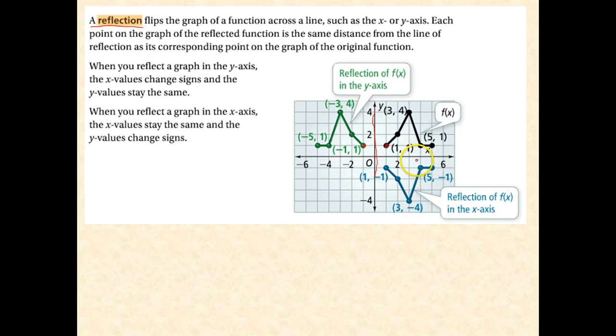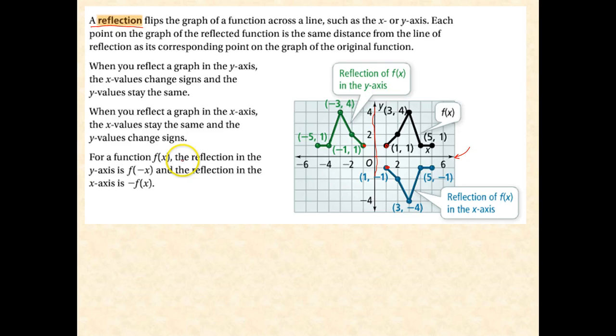When we reflect across the y-axis, or the x-axis, man, I'm talking weird. When we reflect across the x-axis, the x values stay the same, but the y values change signs. So look at these 2 points: 1, 1, and 1, negative 1. The x value stays the same, but the y value changes signs.